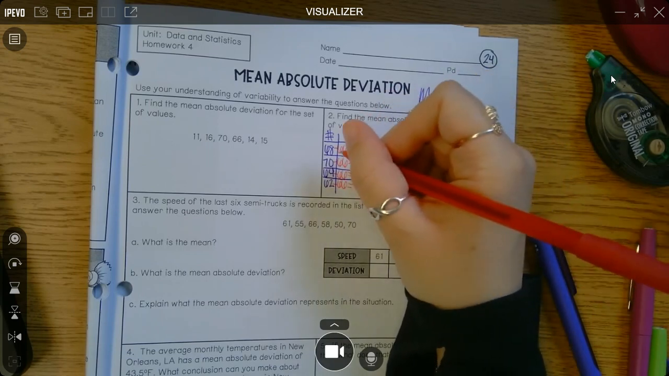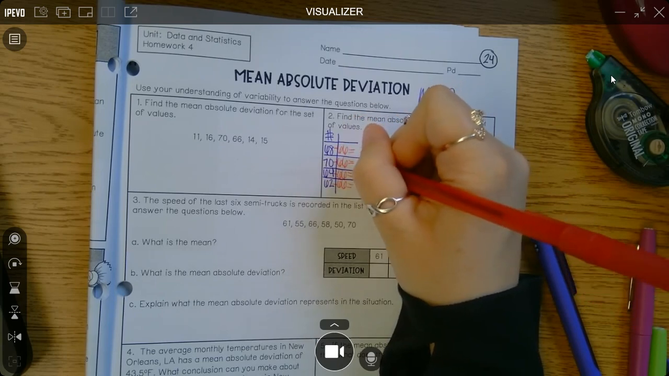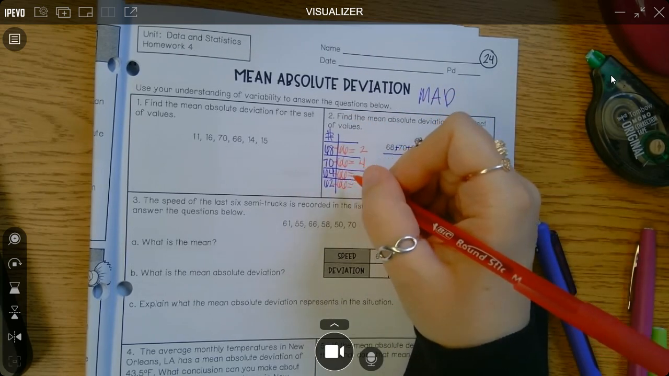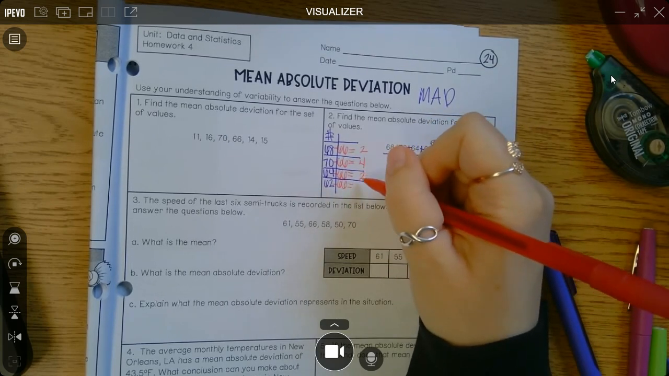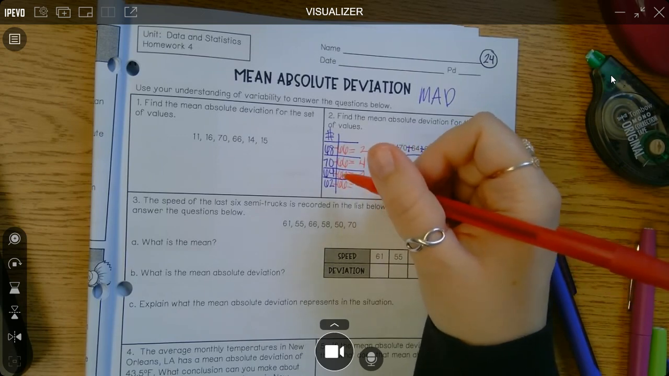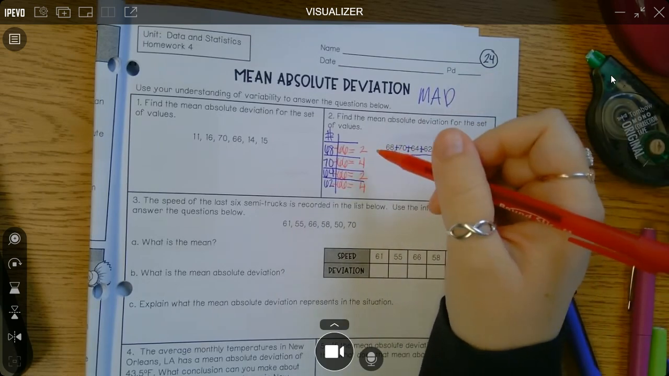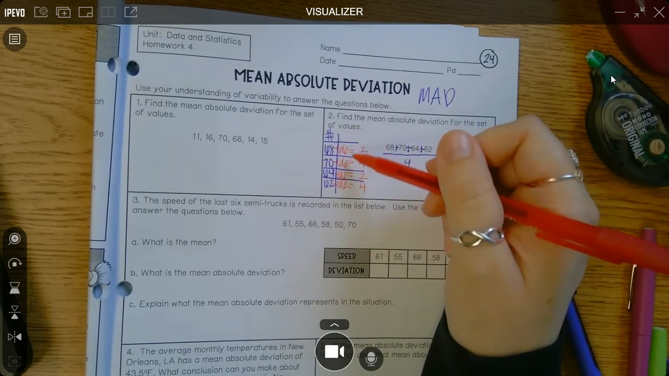So what is 68 minus 66? It's 2. 70 minus 66 is 4. And 64 minus 66, technically it's negative 2, but we're going to say 2 because 66 minus 64 is 2. We're finding the positive or absolute value of the distance. 66 minus 62 is also 4. So those are all the distances that each individual value in the data set is from the mean.